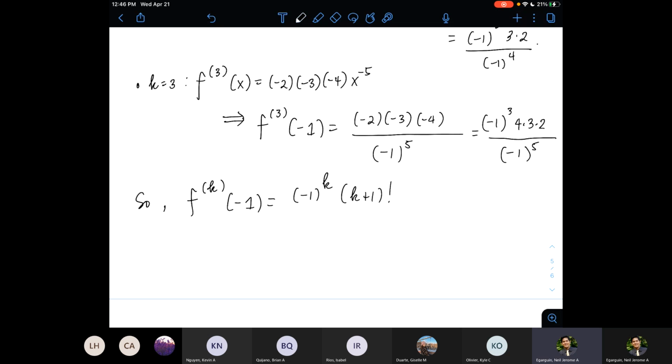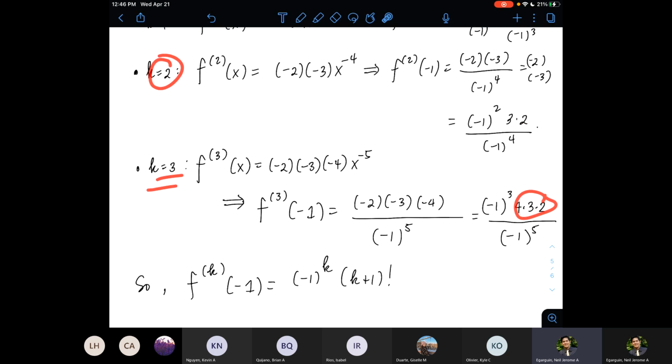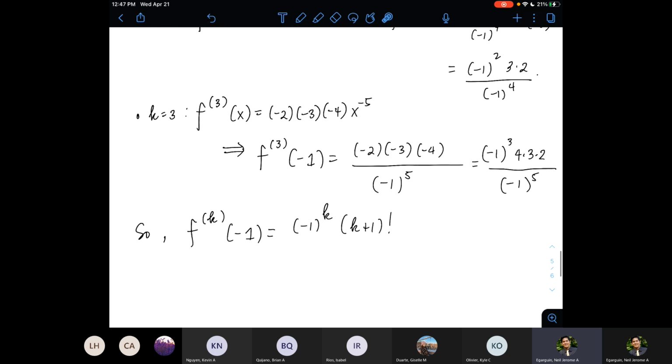Good. And that's why I did not multiply things out, because I want to see the pattern, right? And true enough, when k is 3, I have 4 factorial. When k is 2, I have 3 factorial. So it's always one step ahead for the factorials. All right. So that's why we have k plus 1 factorial there.